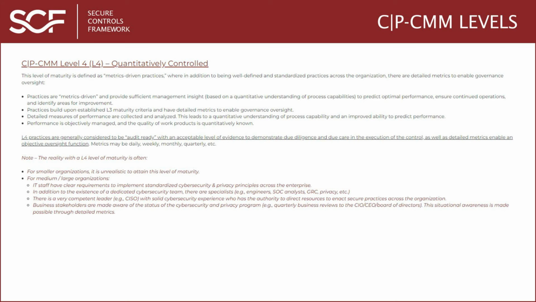Detailed measures of performance are collected and analyzed. This leads to a quantitative understanding of process capability and an improved ability to predict performance. And performance is objectively managed, and the quality of work products is quantitatively known. Level 4 practices are generally considered to be audit-ready with an acceptable level of evidence to demonstrate due diligence and due care in the execution of the control, as well as detailed metrics enable an objective oversight function. Metrics may be daily, weekly, monthly, quarterly, etc.